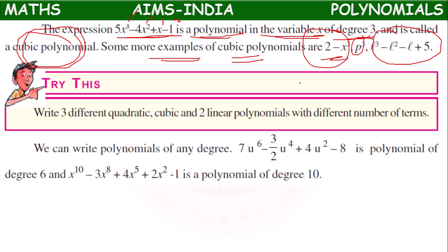In the same way, children, try to write 3 different quadratic, cubic and 2 linear polynomials with a different number of terms. Try to frame linear, quadratic and cubic, each one with three examples or two examples. Try to frame different types of polynomials.